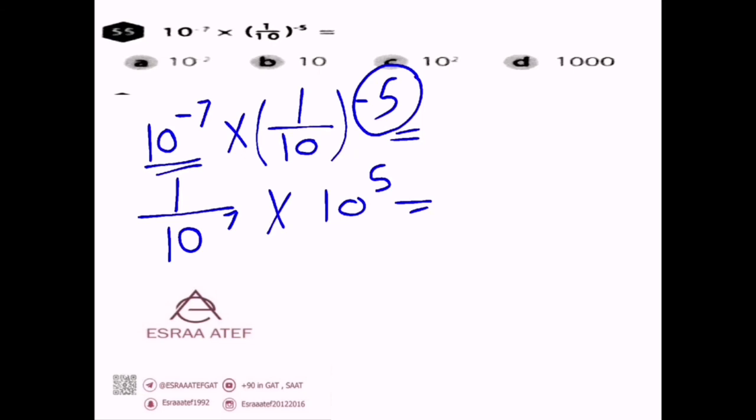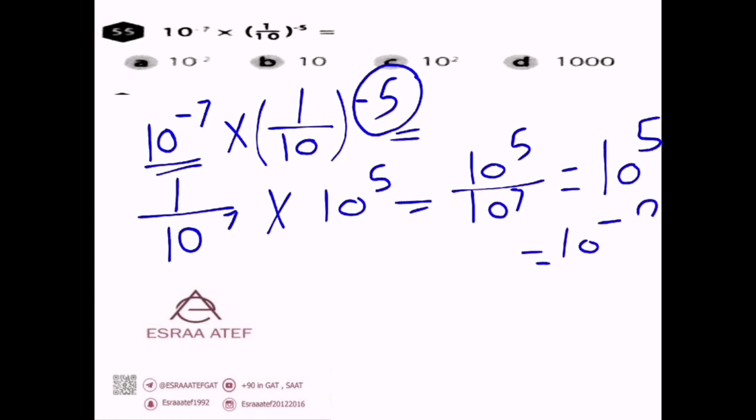Now we can solve it as division. It's 10 power by 5 over 10 power by 7. If we have division, so we will subtract the powers. So 5 minus 7, which means 10 power by negative 2, or it will be down. The 7 will be negative 2, right? So I will make it 10 power by negative 2 or 1 over 10 squared.